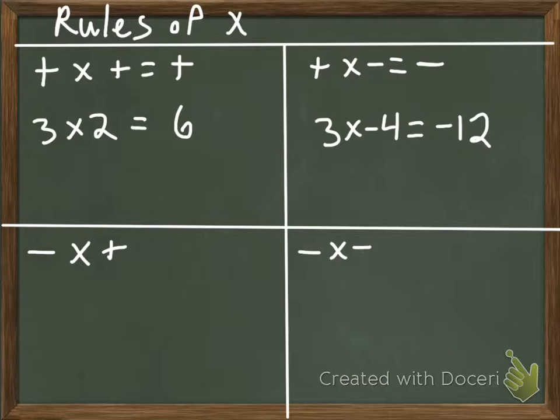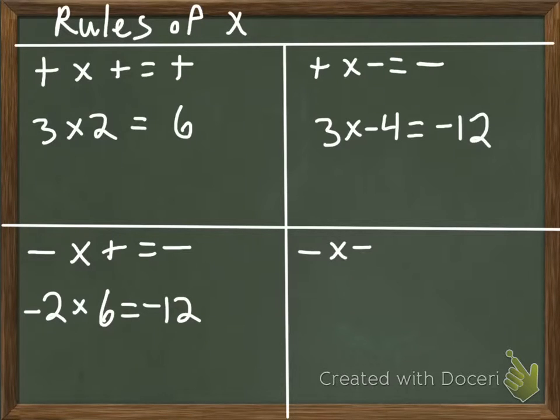Now we're going to do a negative number times a positive number. So let's take negative 2 times positive 6. Negative 2 times positive 6 is again negative 12. So if you do a negative times a positive, that's also negative.